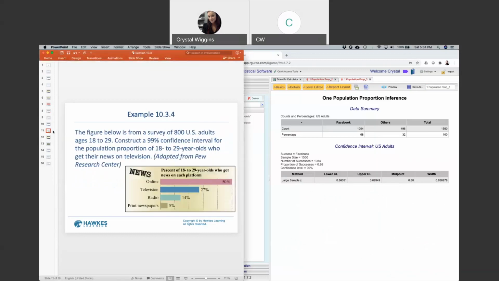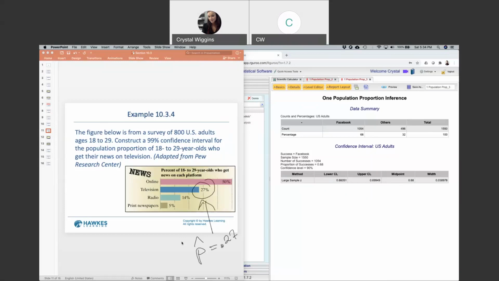Okay, one more. The figure below is from a survey of 800 US adults, specifically aged 18 to 29. Construct a 99% confidence interval for the population proportion of these US adults in this age range who get their news from television. All right, so we already have the p hat. The p hat is given in the graphic. It wants us to focus on television. And so right here is our p hat. So our p hat is 0.27.